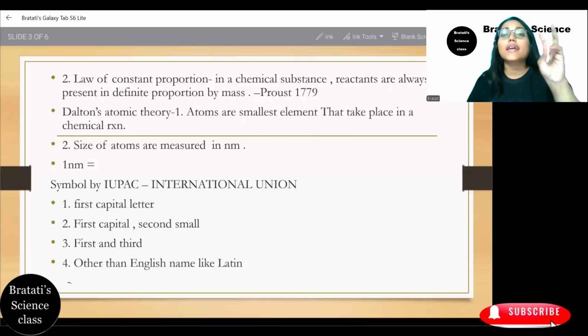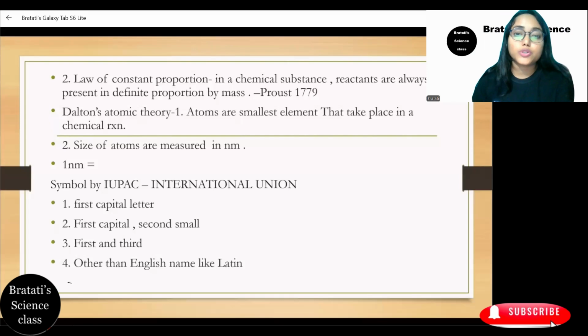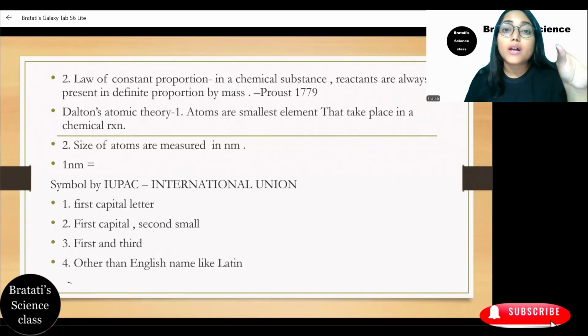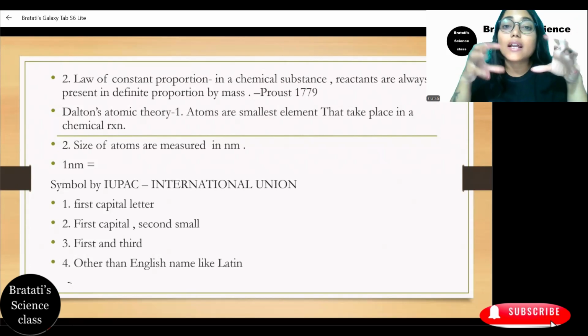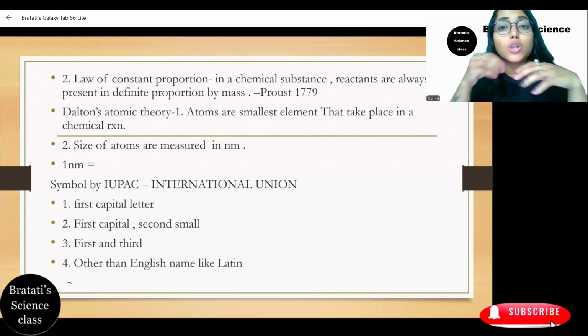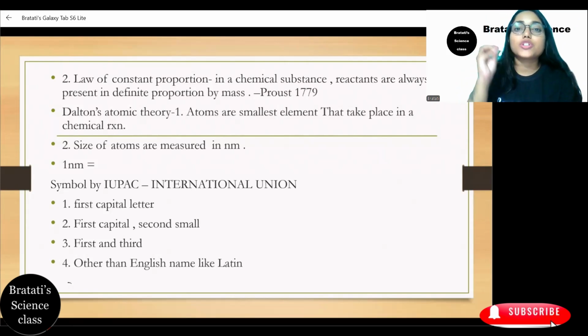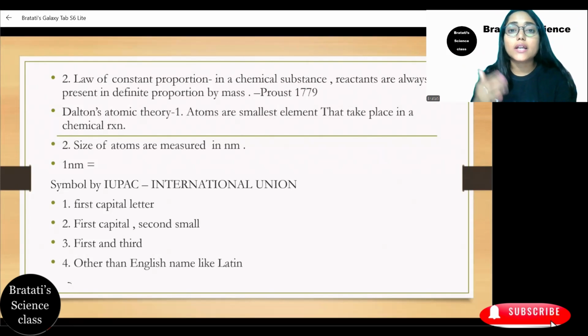The second one is the law of constant proportion, which was proposed by Proust in 1779, who said that in a chemical substance, the reactants that are involved are always present in a definite proportion by mass. Now, the definite proportion by mass is important. Why? If we consider carbon dioxide, carbon plus oxygen equals carbon dioxide, we will see what the ratio is.